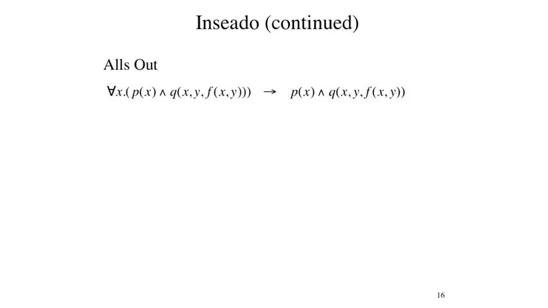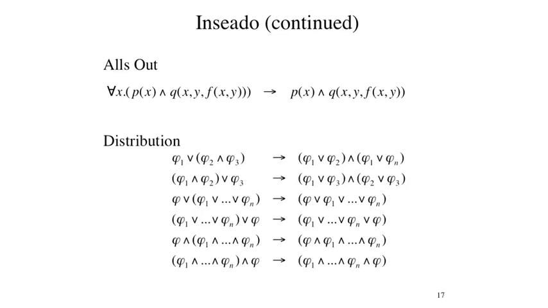In the fifth step, alls out, we drop all universal quantifiers, because the remaining variables at this point are all universally quantified, and we have only and, or, and not operators. This does not introduce any ambiguities, and it's logically equivalent to the original.